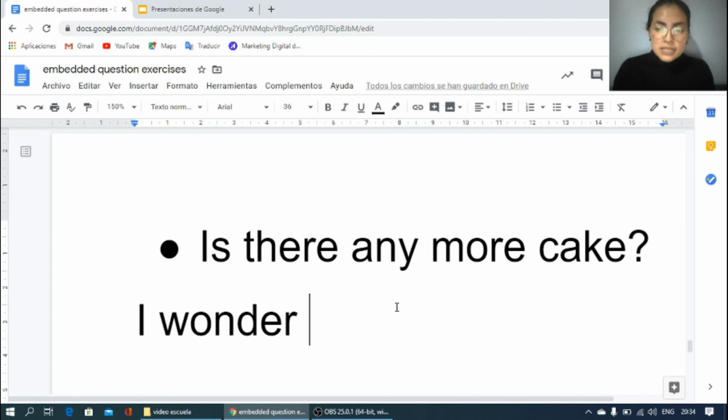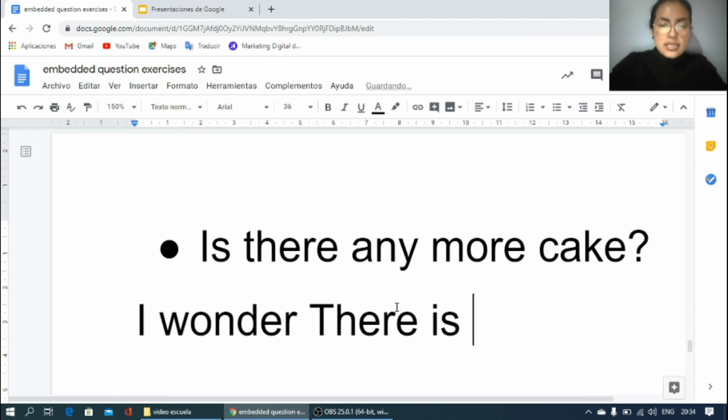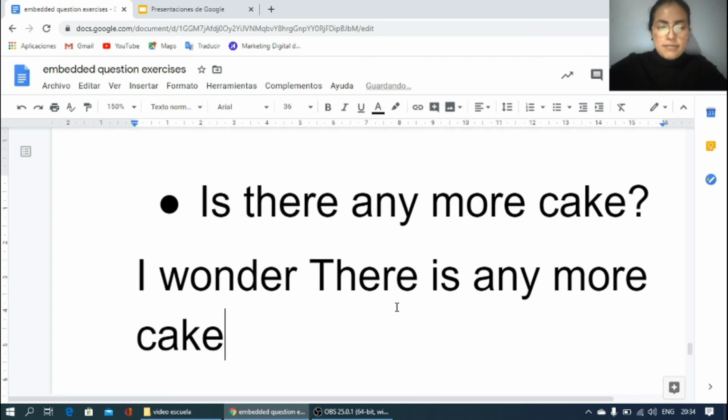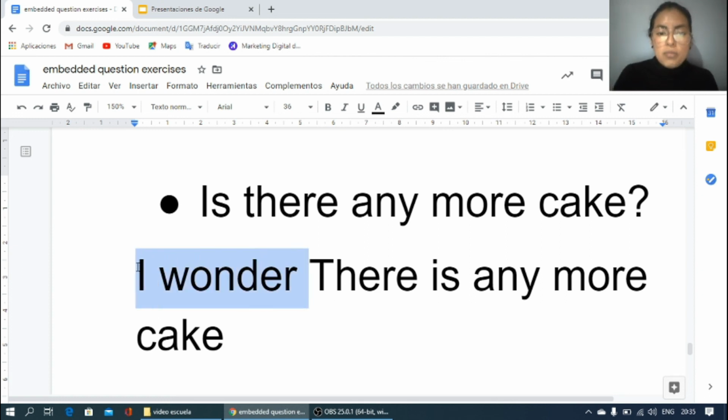Tenemos que escribir lo mismo de la pregunta, pero como una oración. There is any more cake? Okay, I wonder there is any more cake, and you don't have to write the question mark. Okay, no tenemos que escribir la question mark o el signo de pregunta porque estamos usando una introducción afirmativa o positiva. Okay, and this is all.